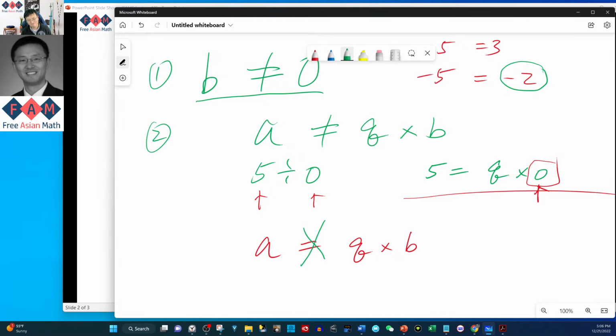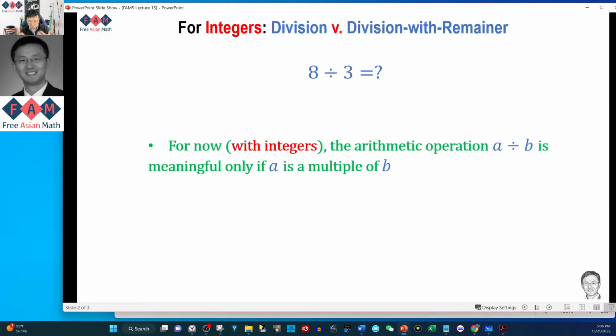Well, that brings up our headline or topic issue. So read this slide. We say division versus division with remainder. Okay, you may have already learned this term, division with remainder, but exactly how that works, or what does that mean, division with remainder?